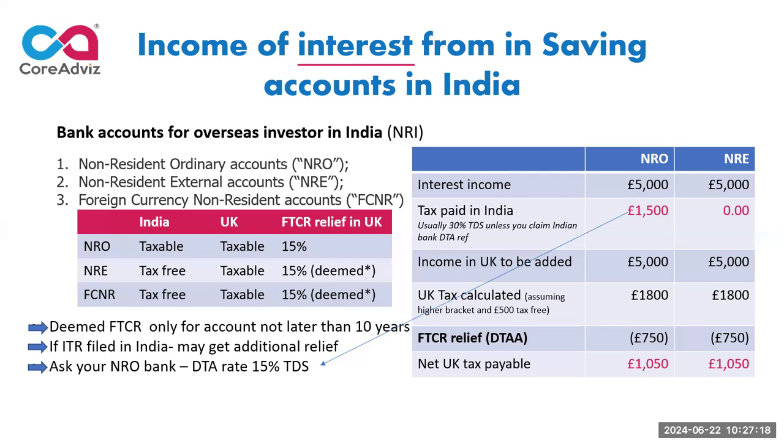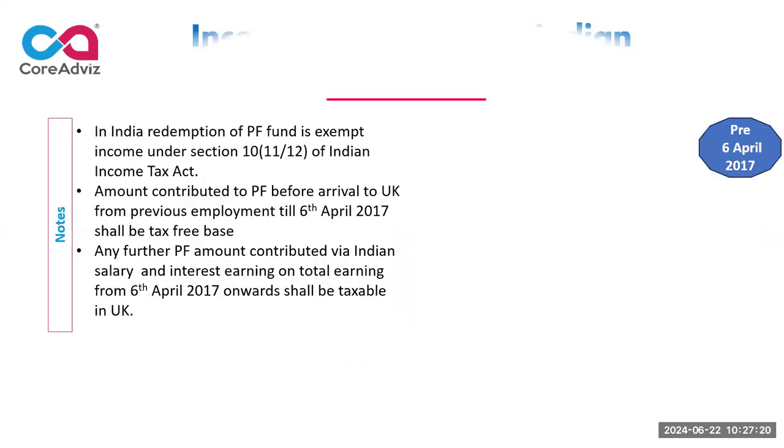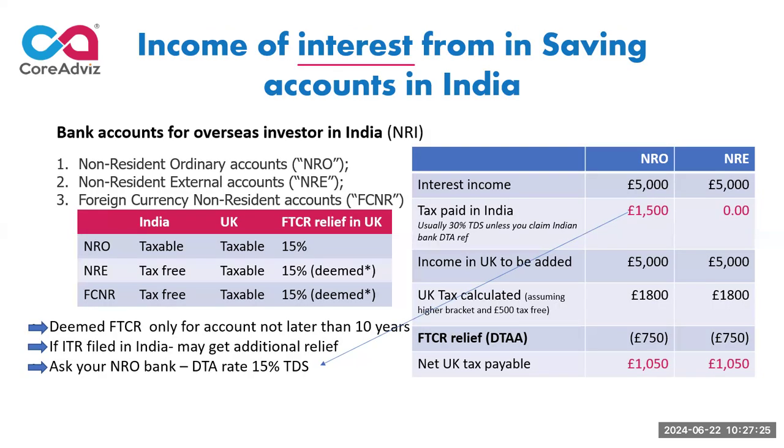Can you explain, Rajiv, that 750 and 1,050? How did you calculate that? What is the basis for 750? 750 is 15% of 5,000. Okay. And then the 1,050? 1,050 is 1,800 minus 750.